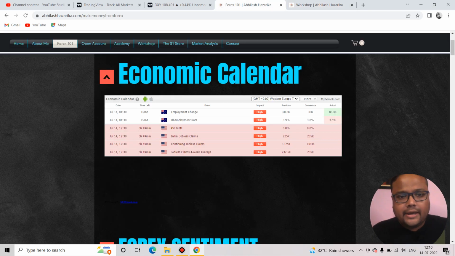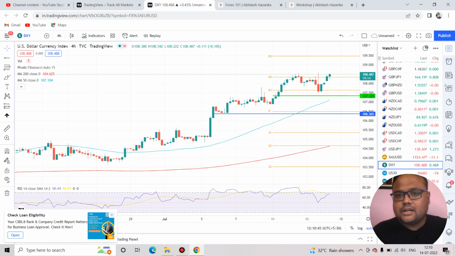And today we have some important events. You can see initial jobless claims, continuing jobless claims, PPI are all coming up. So there can be some volatility in the market, so please be careful. And this is the chart of DXY.